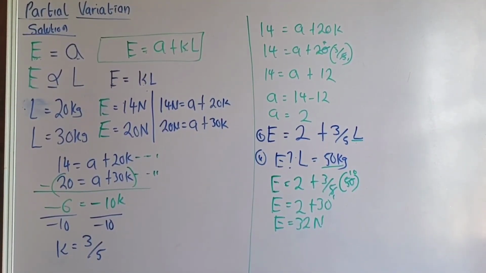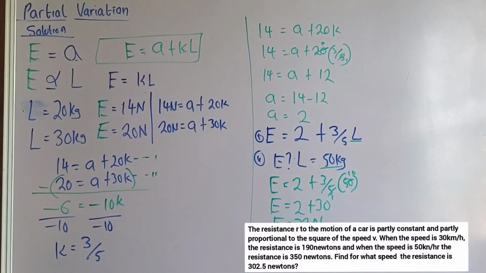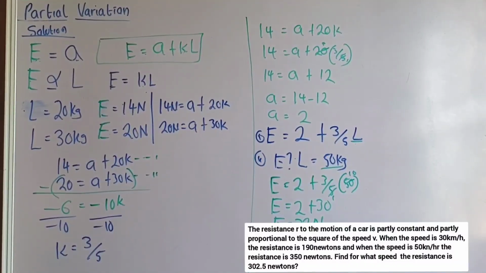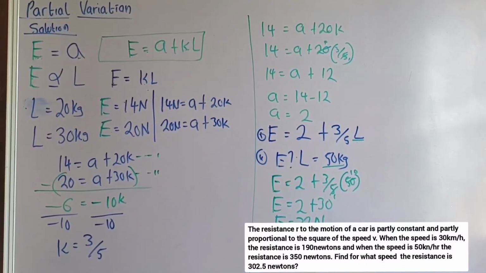The resistance R to the motion of a car is partly constant and partly proportional to the square of the speed. When the speed is 30 km per hour, the resistance is 190 newtons. And when the speed is 50 km per hour, the resistance is 350 newtons. Okay? Find for what speed the resistance is 302.5. Okay? That is a WAEC question. So I want you to pay attention.